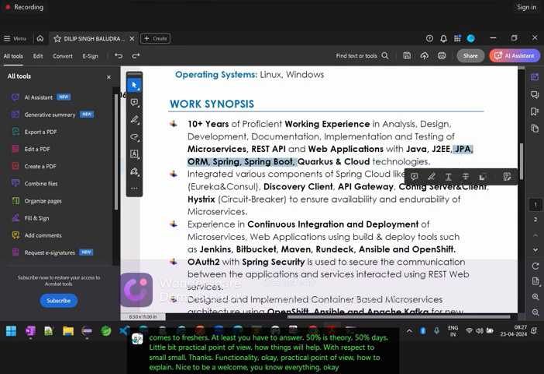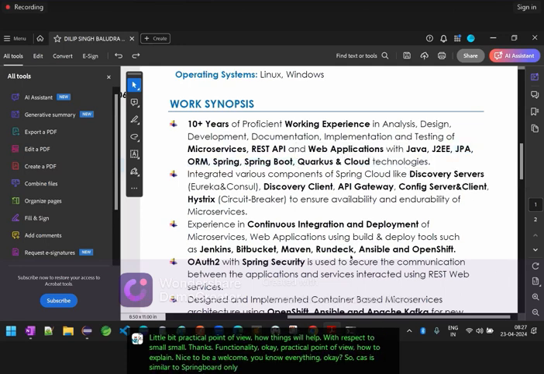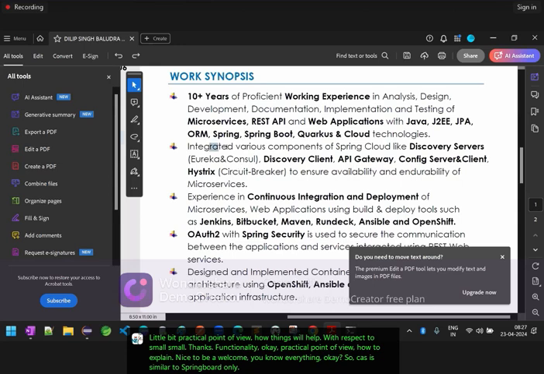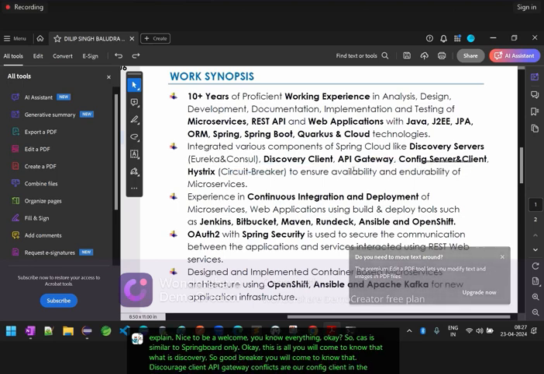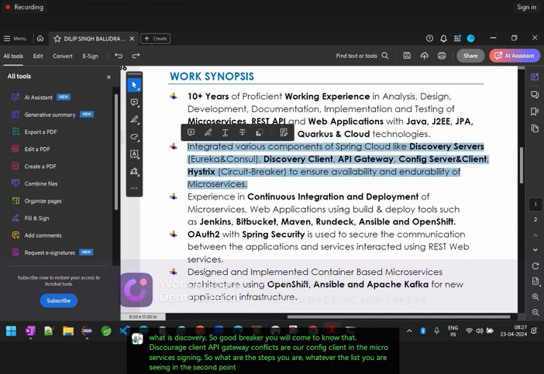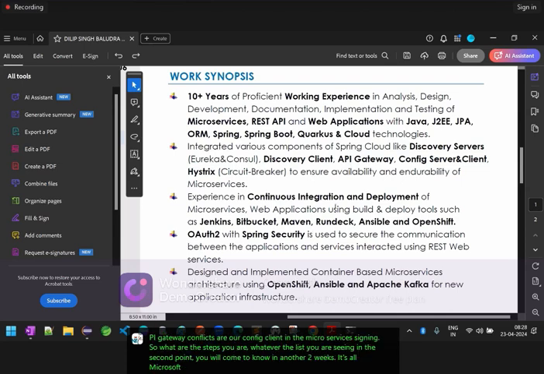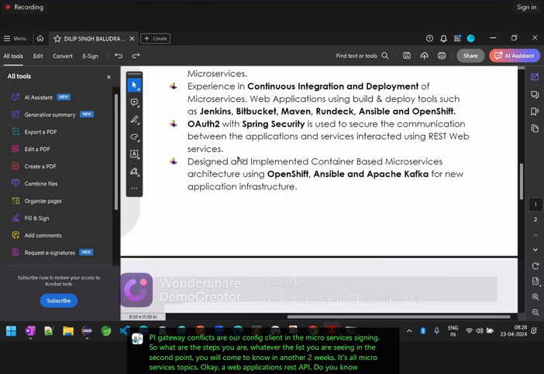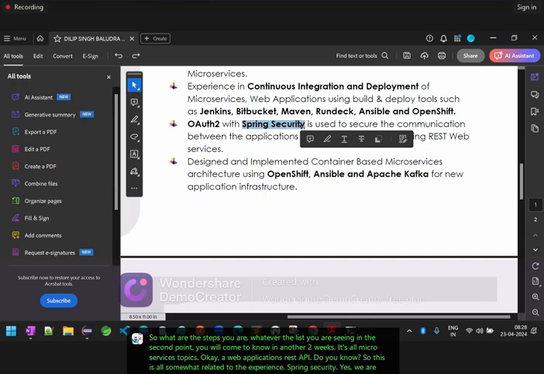Quarkus is similar to Spring Boot only. You will come to know what discovery, Hystrix, circuit breaker, discovery client, API gateway, config server, config client are in the microservices training. Whatever you see in the second point of the list, you will come to know in another 2 weeks. It's all microservices topics. Web applications, REST API, you know. So this is all somewhat related to experience. Spring Security, yes, we planned it for today, but it moved somewhere else.